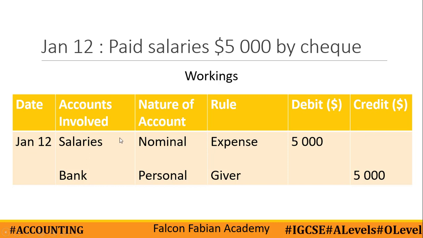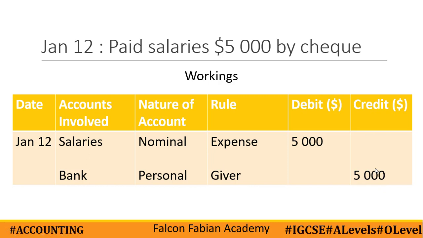Let's do it one more time. So the two accounts involved are salaries and bank. To salaries, the rule for nominal account is going to be applied. Why? Because salaries is an expense. Therefore, salaries account needs to be debited by 5,000. Bank is account of an organization. It's a type of business. Therefore, the rule for personal account is going to be applied to bank, and bank is giving the money over here, and the money paid over here is being given through bank account. Therefore, bank account needs to be credited by 5,000.